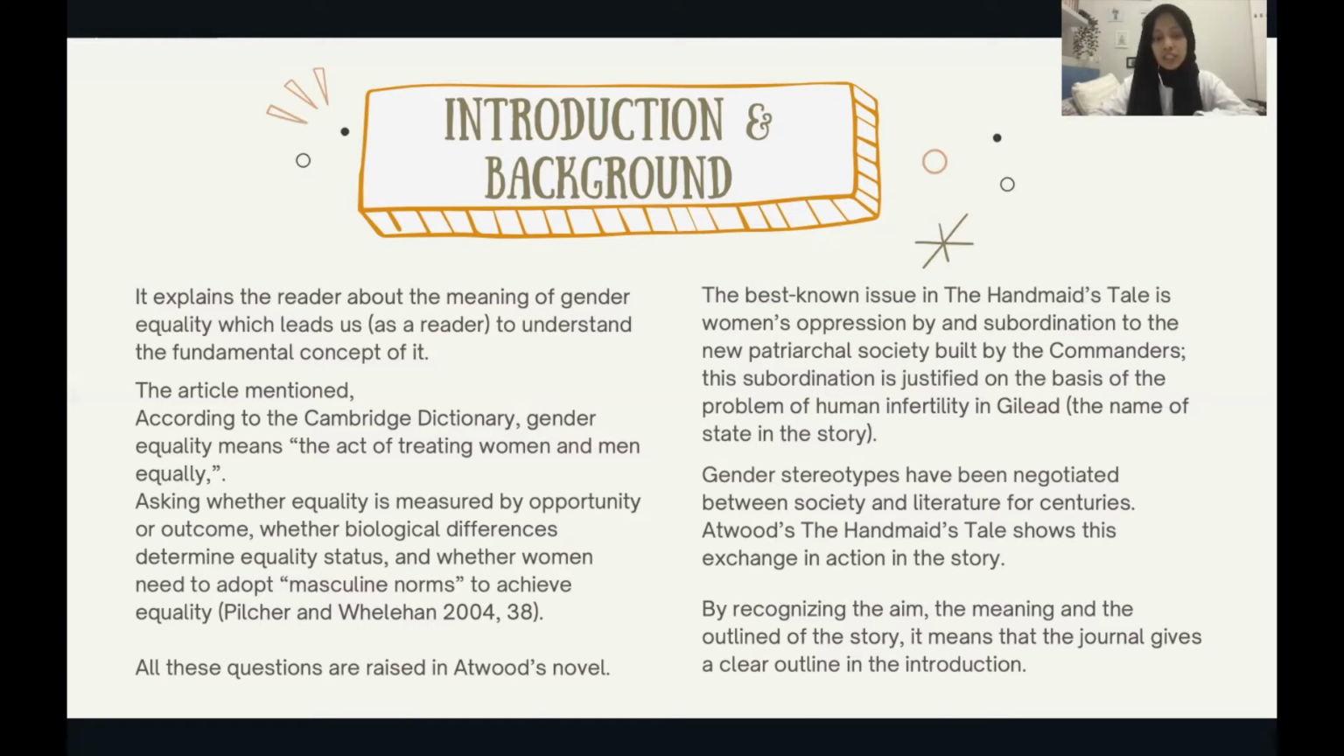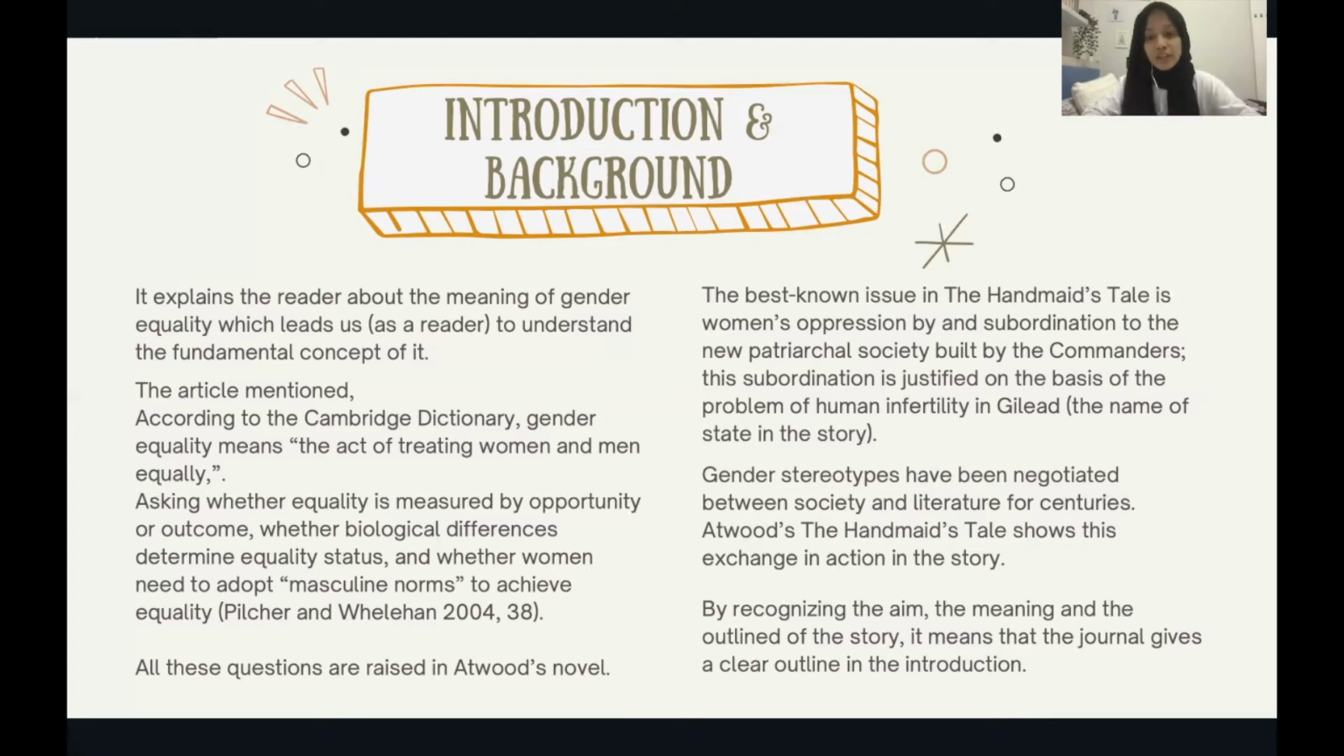All of these questions that I've mentioned, based on the citation of Pilcher and Wellington 2004, are raised in Atwood's novel. And the best known issue in The Handmaid's Tale is women's oppression by subordination to the new patriarchal society built by the commanders. The subordination is justified on the basis of the problem of human infertility in Gilead. And Gilead is the name of the state in the story. So it's just a brief outline of the story.